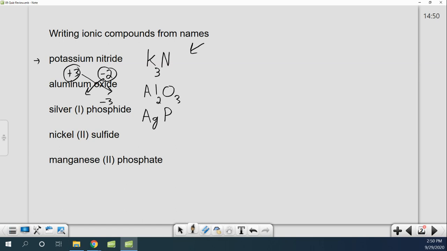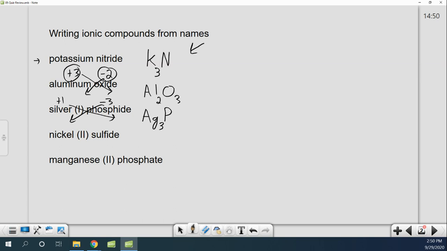What about silver? Silver is a transition metal, so I don't know the charge on it, except they gave me this Roman numeral, and that tells you the charge. So this is a +1 because it's a silver 1-phosphide. If it was a silver 2-phosphide, then my silver would have a +2 charge. That's what that Roman numeral tells you, right? It's the charge. So I can cross down now. I'm going to need 3 of my +1 silvers to cancel 1 -3 phosphide, sorry.